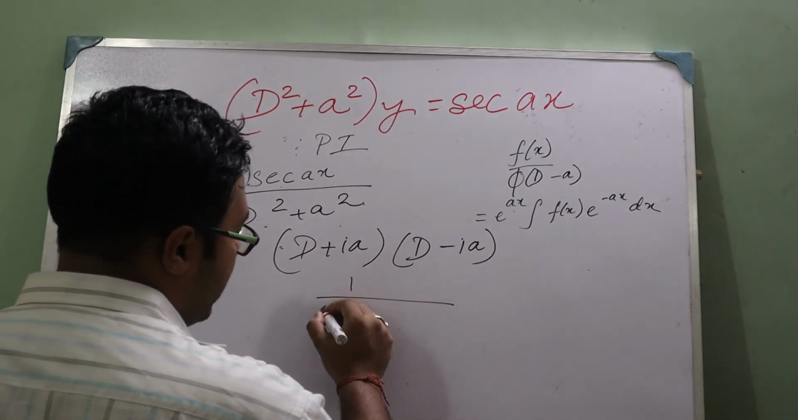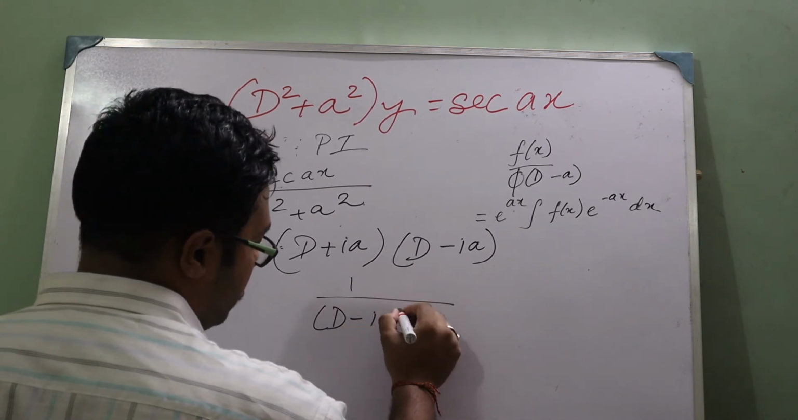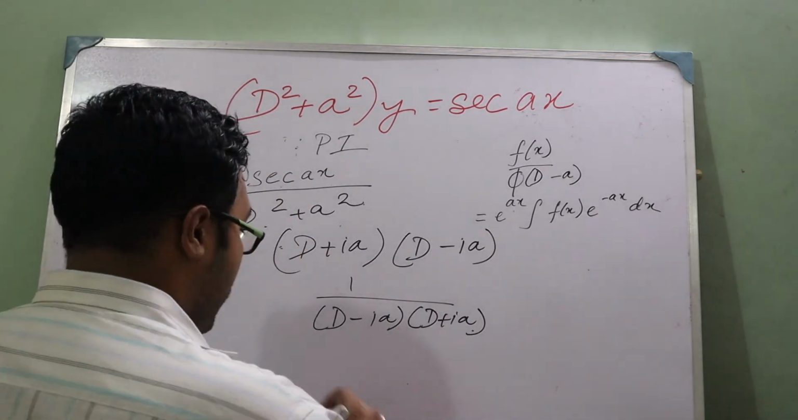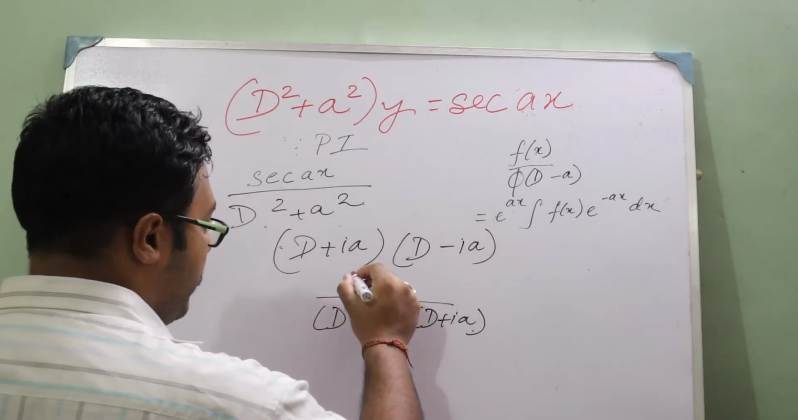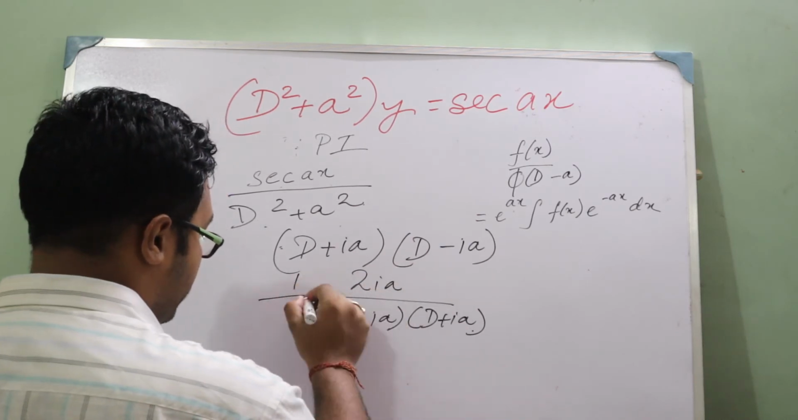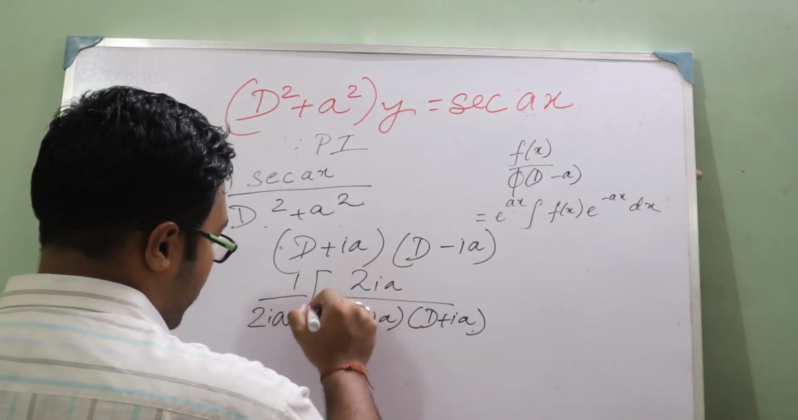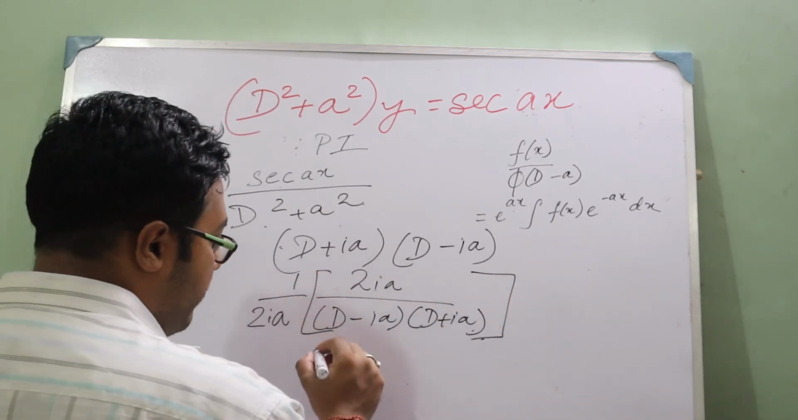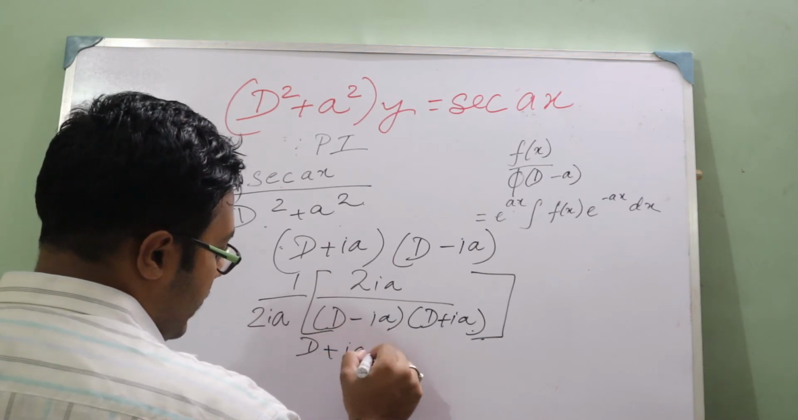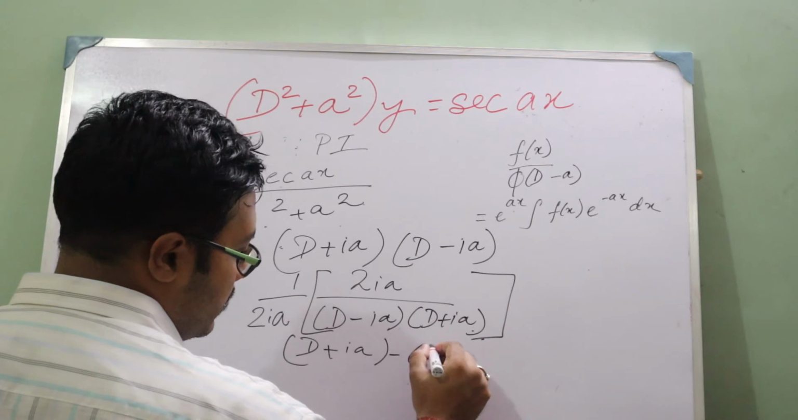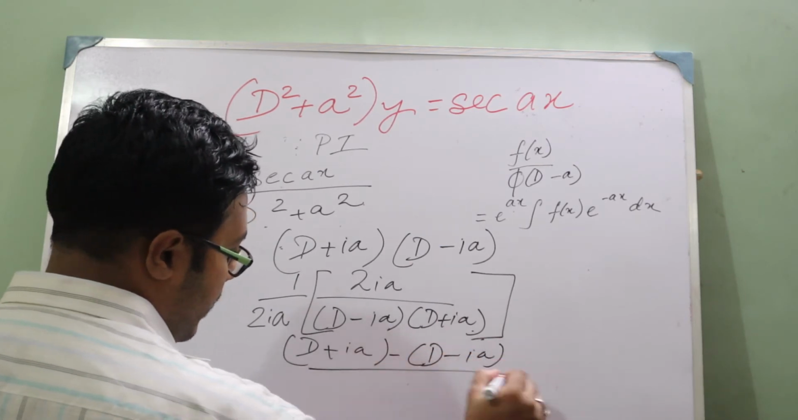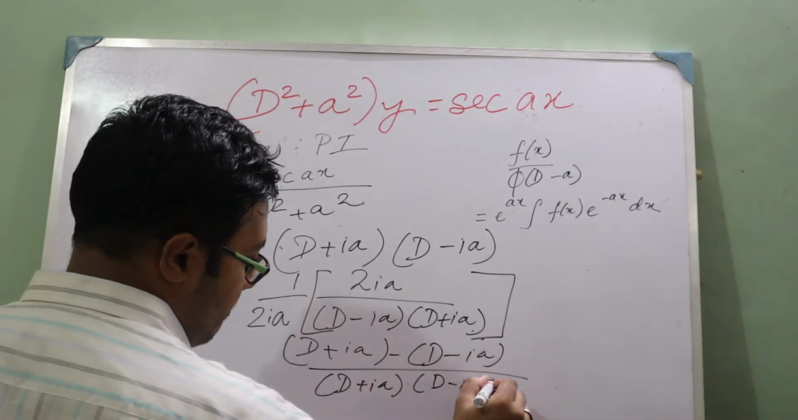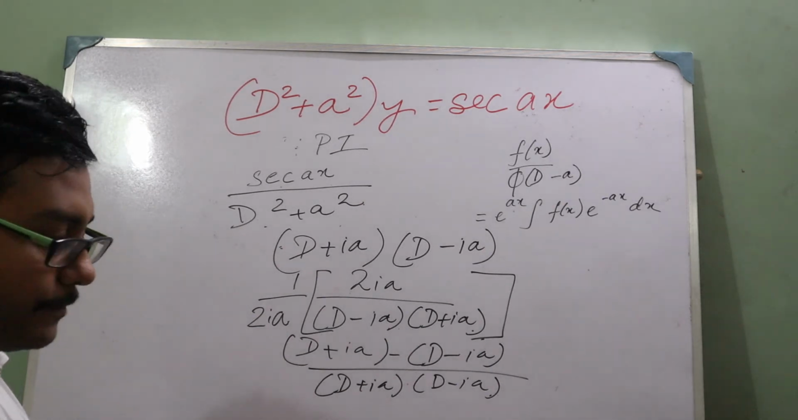Now, if we have this thing as denominator, then I can multiply both numerator and denominator by 2ia. Alright. Now this 2ia again can be broken down into d plus ia minus d minus ia, right?